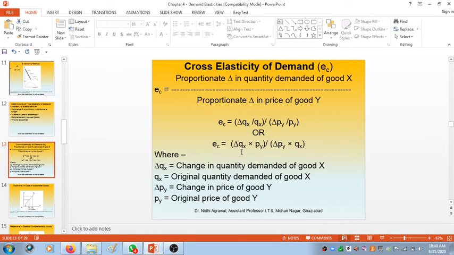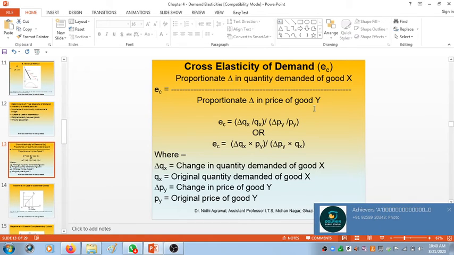Now next is cross elasticity of demand. This is applicable in case of two goods X and Y. According to this formula, in the numerator we are taking proportionate change in quantity demanded of good X, and in the denominator we are taking proportionate change in price of good Y. It means we have to focus on what will be the impact of a change in the price of good Y on the demand of another good, that is X.